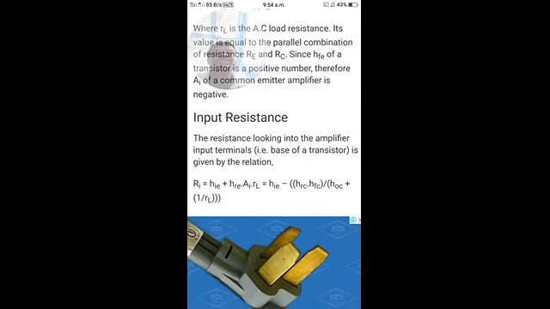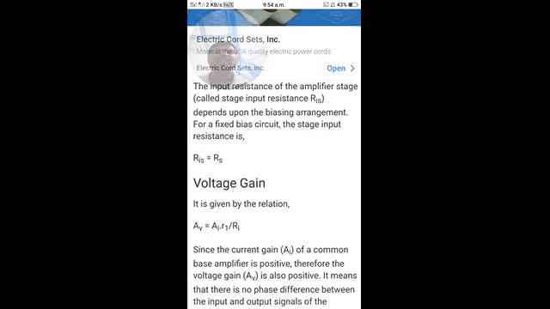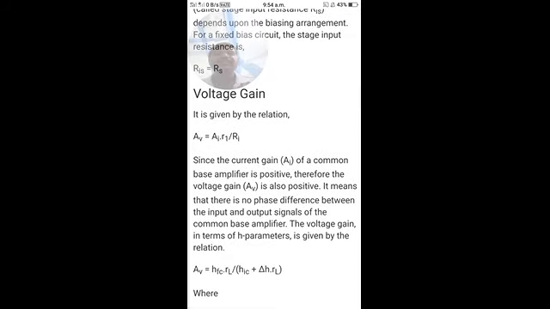The input resistance of the amplifier at the base of a transistor is RI equal to HIC plus HRC AI RL. RI dash, since the biasing circuit is not given, is the same as RI. Voltage gain, the formula is universal, the formula is the same: AV is AI into RL, current gain into load resistance by input resistance.